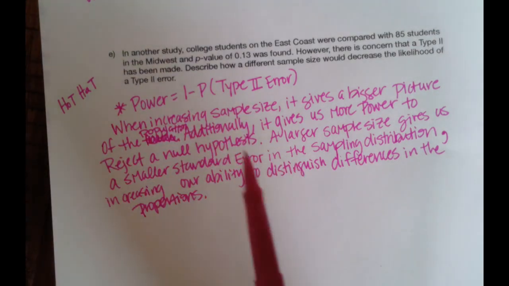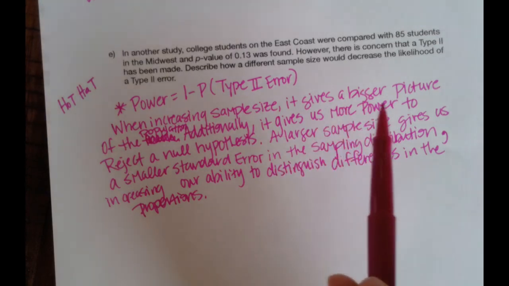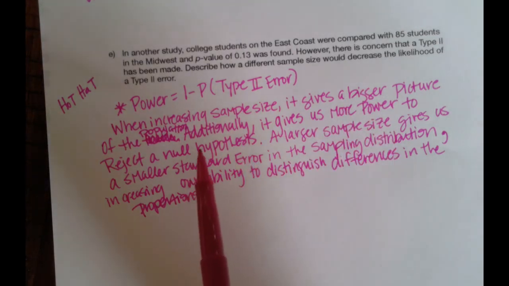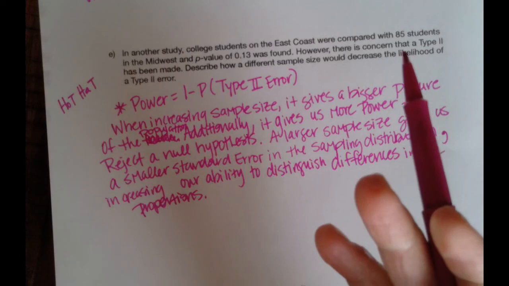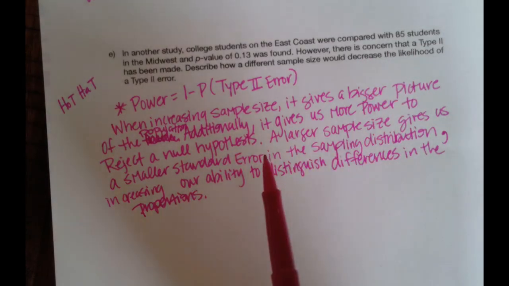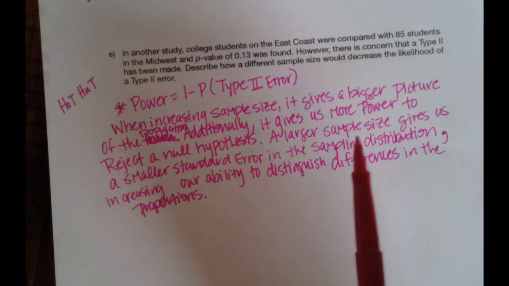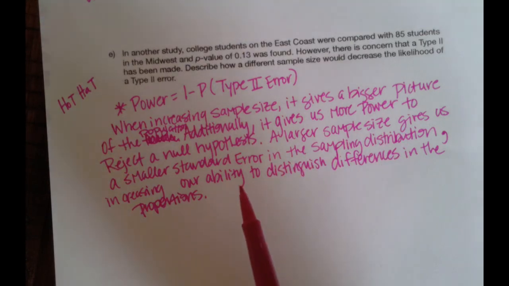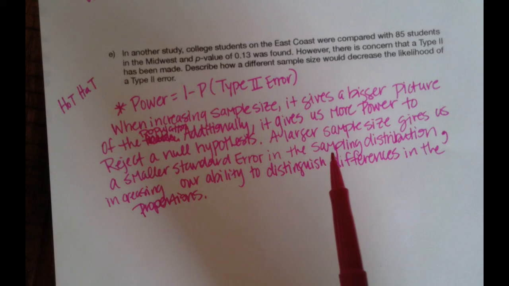Okay, so I put when increasing sample size, it gives a bigger picture of the population. So it gives a bigger picture of what's actually happening. Additionally, it gives us more power to reject a null hypothesis. A larger sample size also gives us a smaller standard error in the sampling distribution.